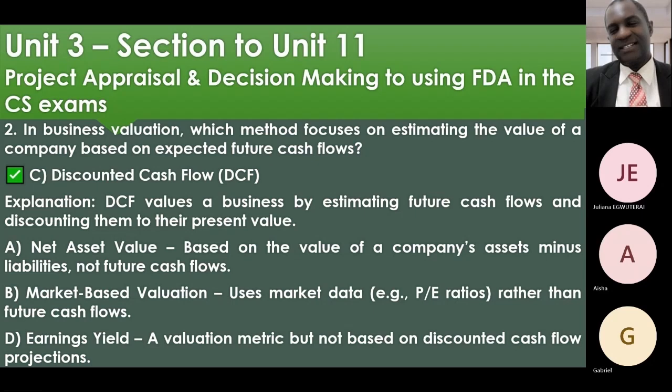Exactly. So when you hear discounted cash flow, you hear present value, future value, they're all the same. You're just determining now and in future based on the time value of money. So when you say market-based valuation, you're looking at investment ratios like the price earning ratio, dividend yield, the earning yield, and it has nothing to do with future cash flow. Market-based valuation depends on the price of the shares and the company value on the stock exchange. That's what it means. So take note of it. So the answer is C, and you still dropped points.